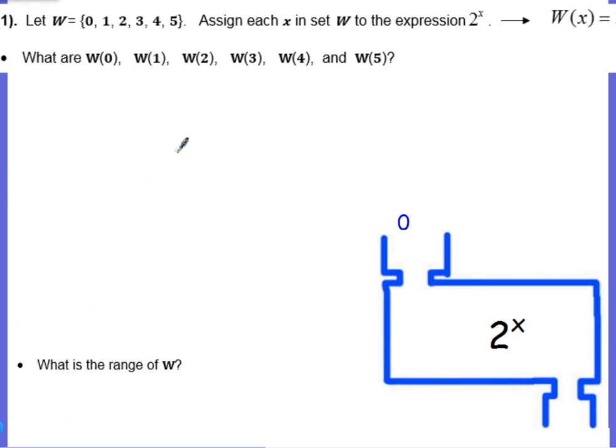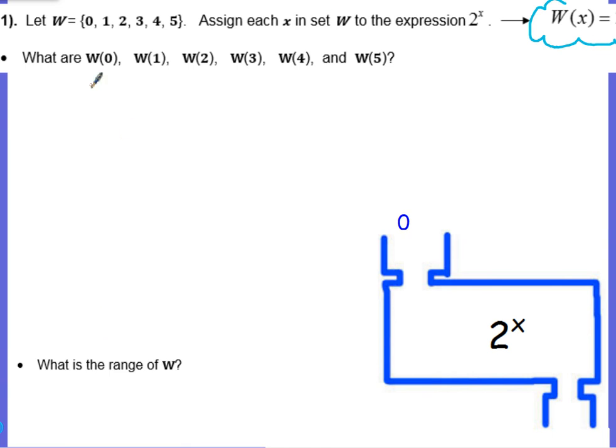Okay, so example 1 says let w equal the set of numbers 0, 1, 2, 3, 4, and 5. The rule is to assign each x value in set w to this expression, 2 to the x power. So we can write this using function notation as w of x equals 2 to the x power. So a couple of examples below, we are going to find each of these.